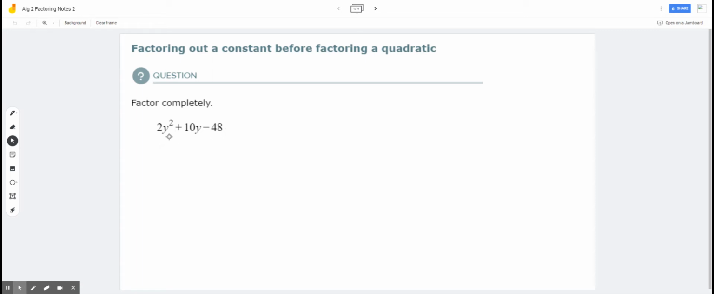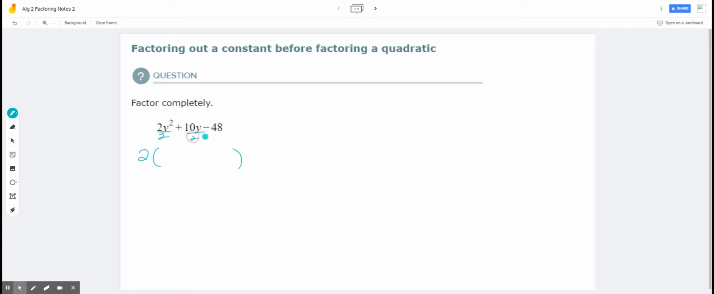Okay, so remember when I said the first question in factoring is what's in common? I don't care what kind of polynomial you have. The first question is what's in common. Take a look: 2y squared, 10y, negative 48. 2 is in common. We are going to kick that 2 out first. That is the first step. So we're going to factor out a 2. It means we divide each of these by 2.